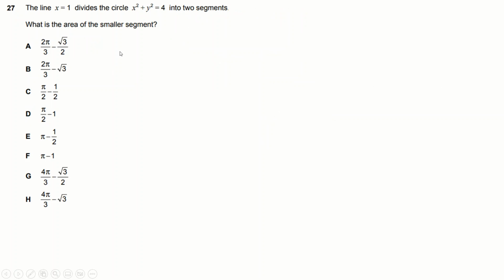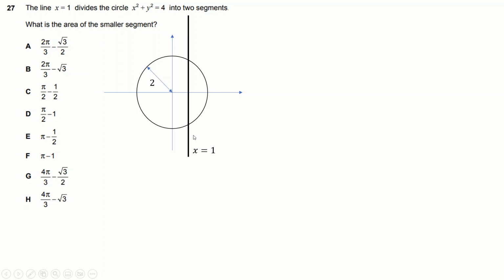Question number 27. So we've got a circle, radius 2 centered at the origin, so I'll draw it. Sketching things is super important, in case you haven't noticed. x equals 1 is a vertical line down here. So that's the line x equals 1. Let's find the intersections between x equals 1 and the circle. So just put x equals 1 into here. 1 squared plus y squared equals 4. Take away 1 gets you y squared equals 3. So y is plus minus root 3. So this coordinate we'll say is 1, root 3, and this one would be 1, minus root 3.